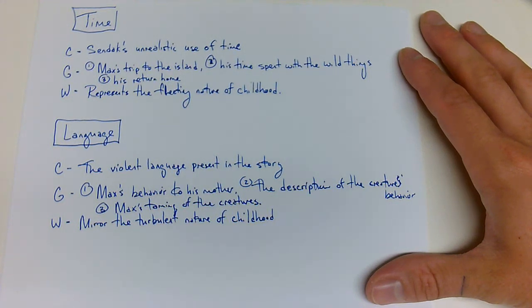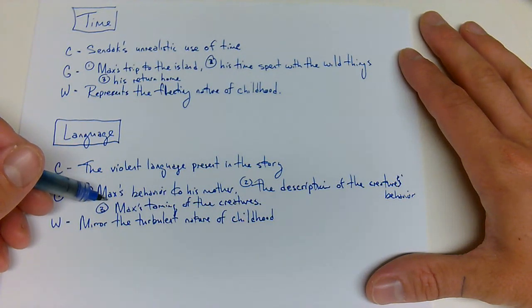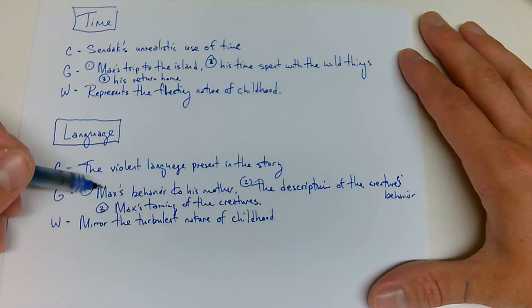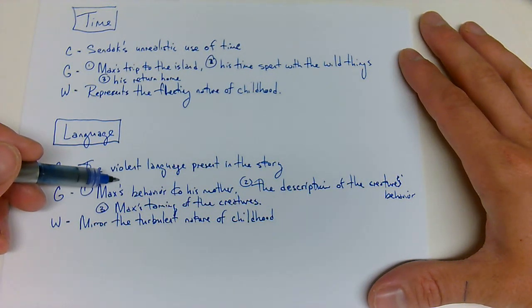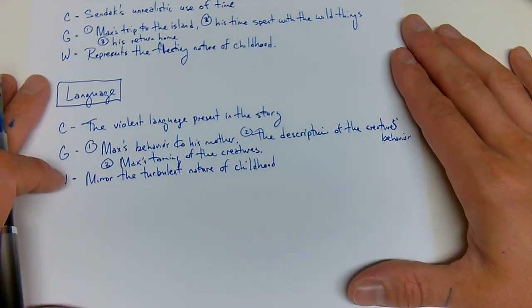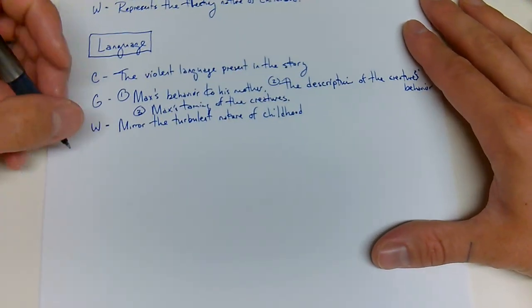So there I used time, now I have language. I'm moving from a general point to more specific, and then a landscape reflection of why. What is the connection between these two things? Well, it mirrors the turbulent nature of childhood. And then we'll do one more.